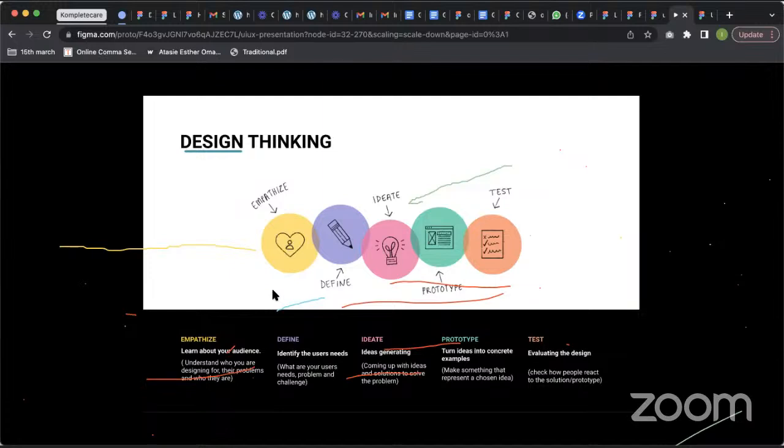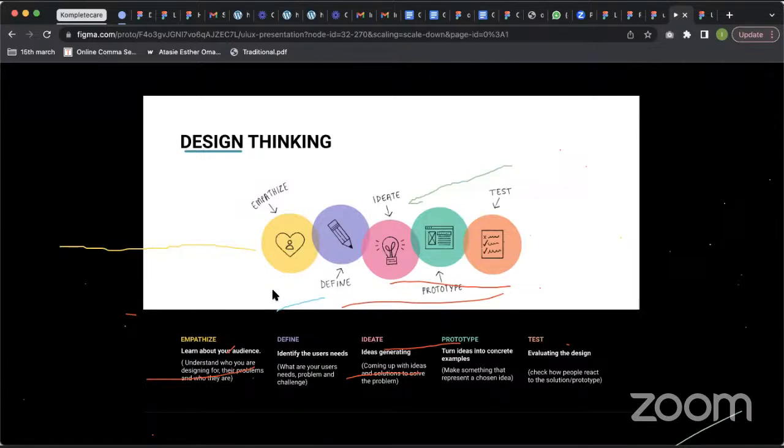Idea generation. So when you know your user's needs, you have written down the things that you think your user needs as a result of their problem, right? Then you come up with idea generation. You start thinking about how can we solve this problem?